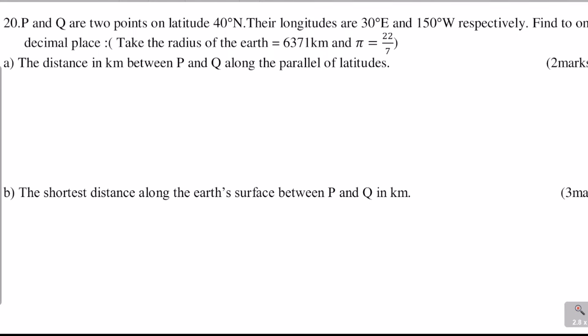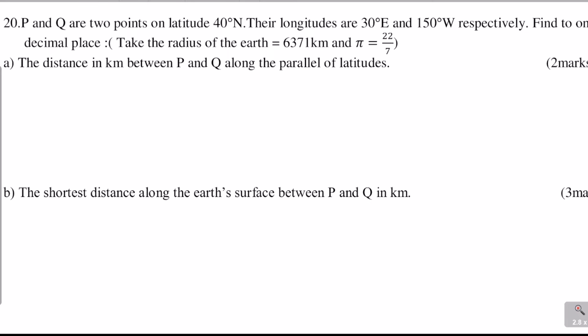Question 20. P and Q are 2 points on latitude 40 degrees north. Their longitudes are 30 degrees east and 150 degrees west, respectively. Find, to one decimal place, taking the radius to be 6371 and pi to be 22/7, A, the distance in kilometers between P and Q along the parallel of latitude. So that is the first question.